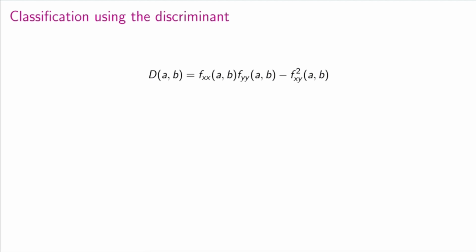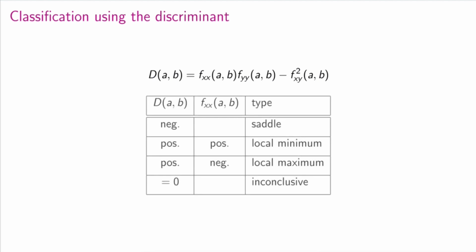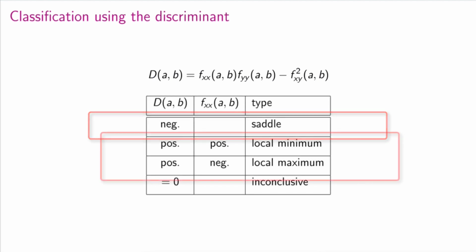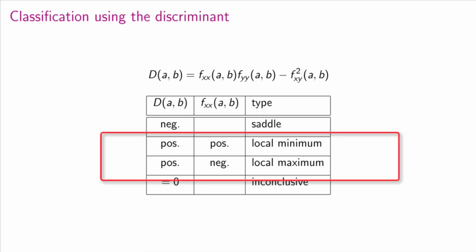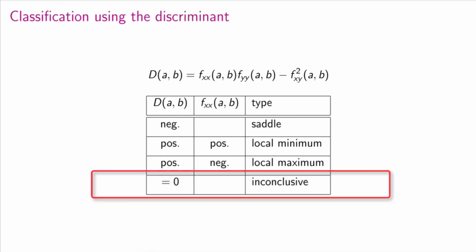So this D, evaluated at (a, b), is the second x derivative times the second y derivative minus the mixed derivative squared. To do this, obviously, you need to differentiate everything twice. And then if the discriminant is negative, we have a saddle. If it's positive, we look at the second x derivative. And if this is positive too, we have a local minimum. If that is negative, we have a local maximum. And if the discriminant is 0, the test is inconclusive.